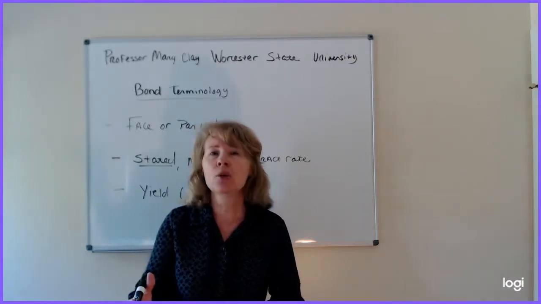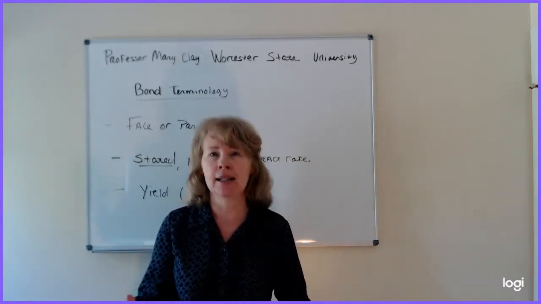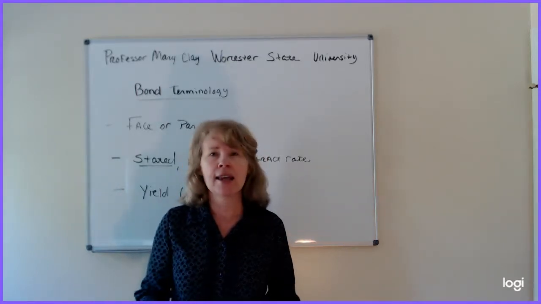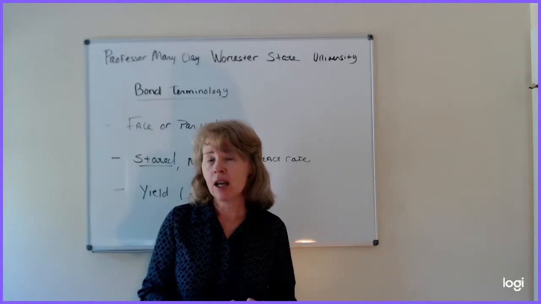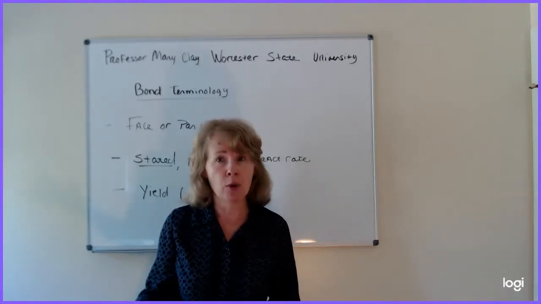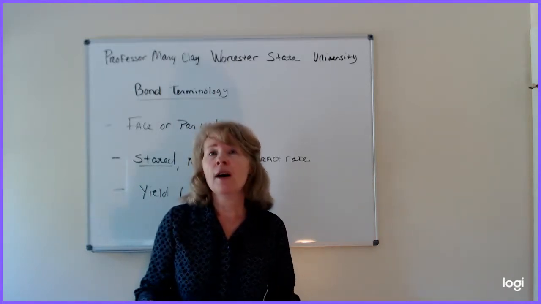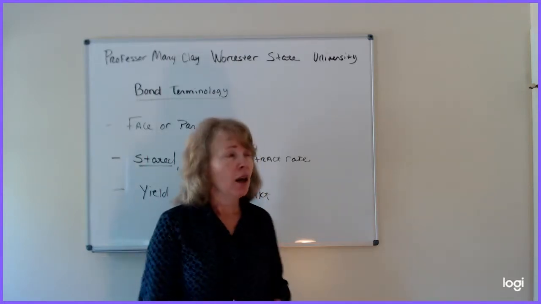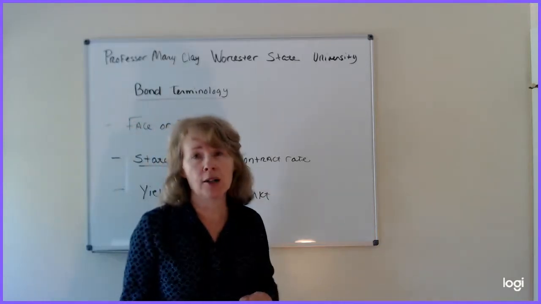Why would we issue a bond? We want money. So companies can get money in different ways. They can borrow money from a bank. They can issue bonds that we're about to go through, or they can issue common stock, which will be a separate video. Okay, so let's go over the basic bond terminology.